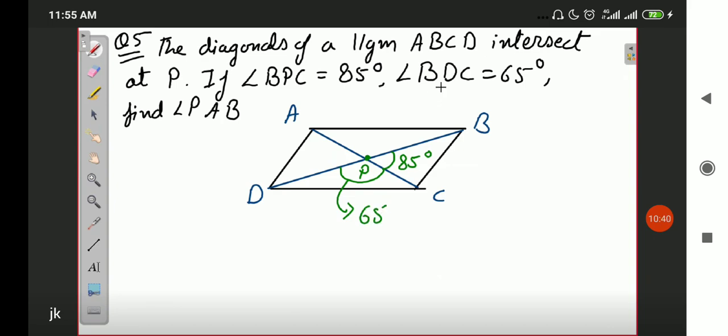BDC, let me check, BPC, I mentioned the wrong one. Angle BDC, it is this one, this is 65 degrees. Okay, we have to determine the value of angle PAB. Angle PAB, we have to determine this angle.